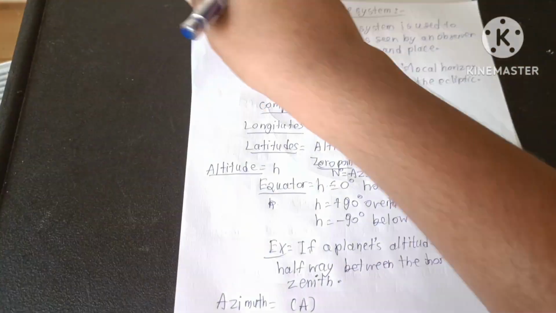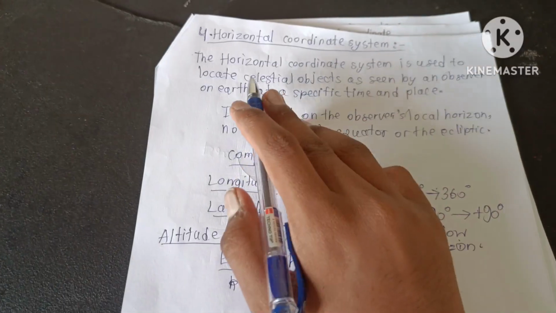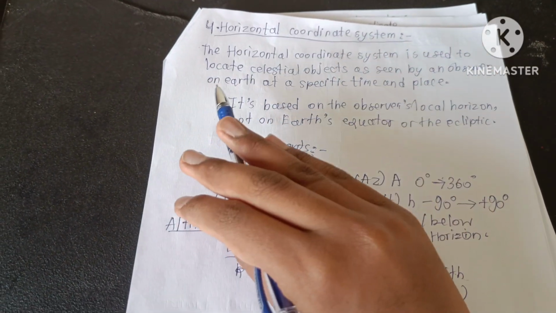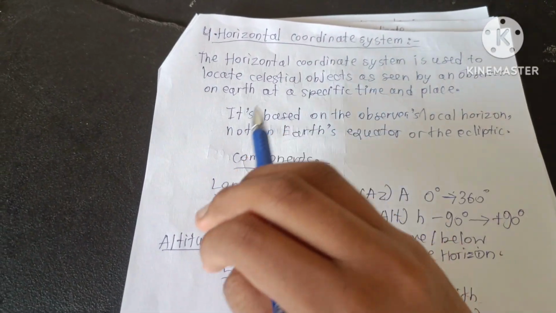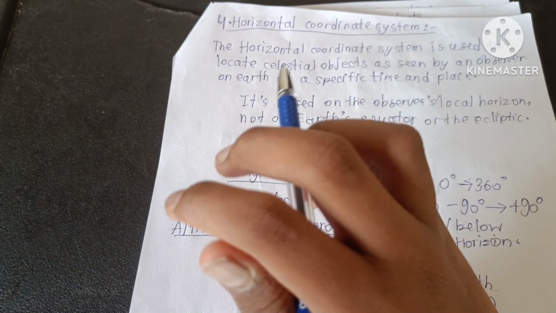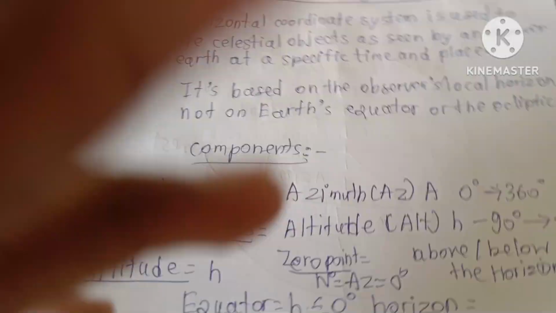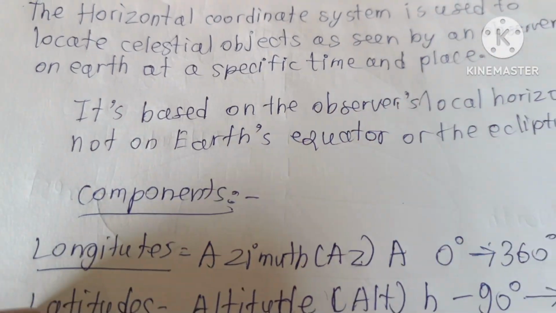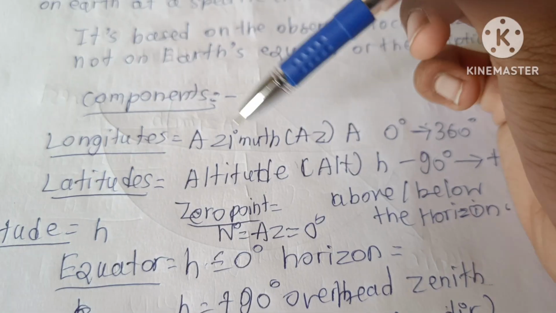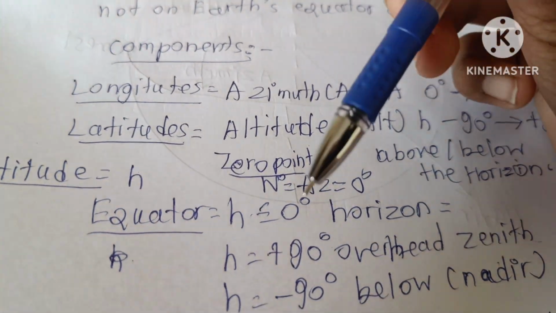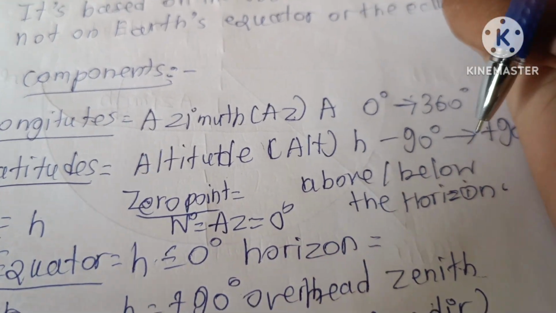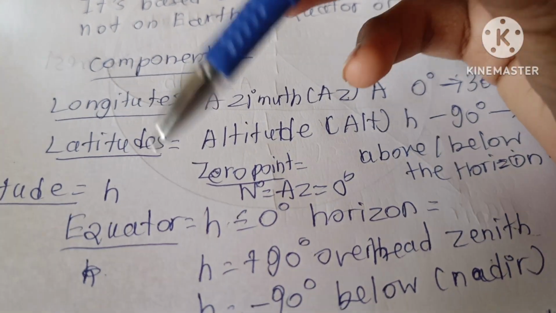Next comes the horizontal coordinate system. The horizontal coordinate system is used to locate celestial objects as seen by an observer on Earth at a specific time and place. It is based on the observer's local horizon, not on Earth's equator or the ecliptic. Components: longitude is the azimuth, AZ, ranging from 0 to 360 degrees. Latitude is the altitude, ALT, H, ranging from minus 90 degrees to plus 90 degrees.